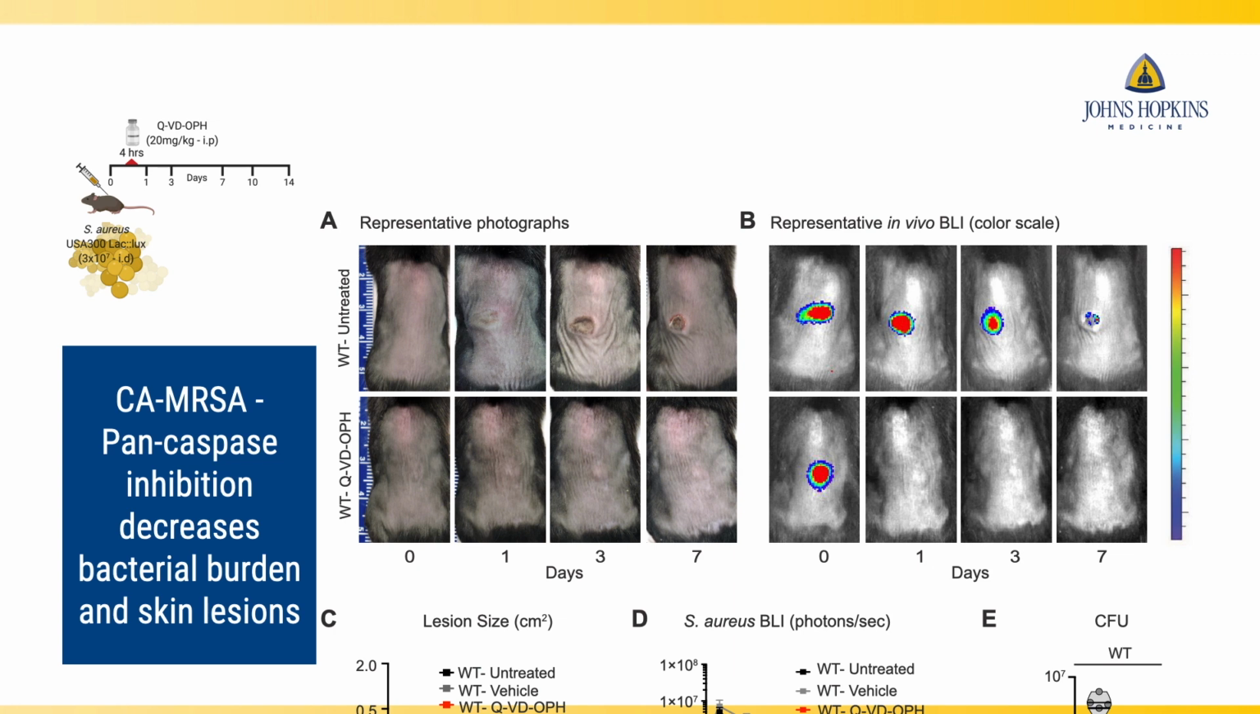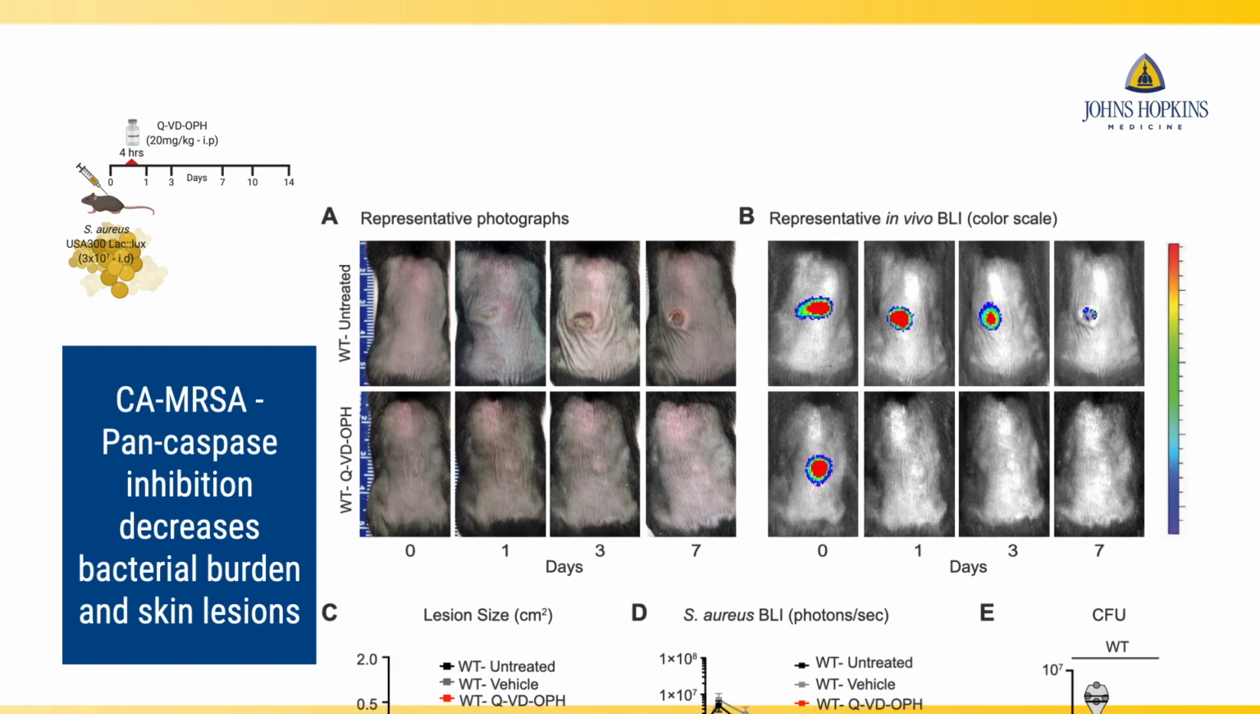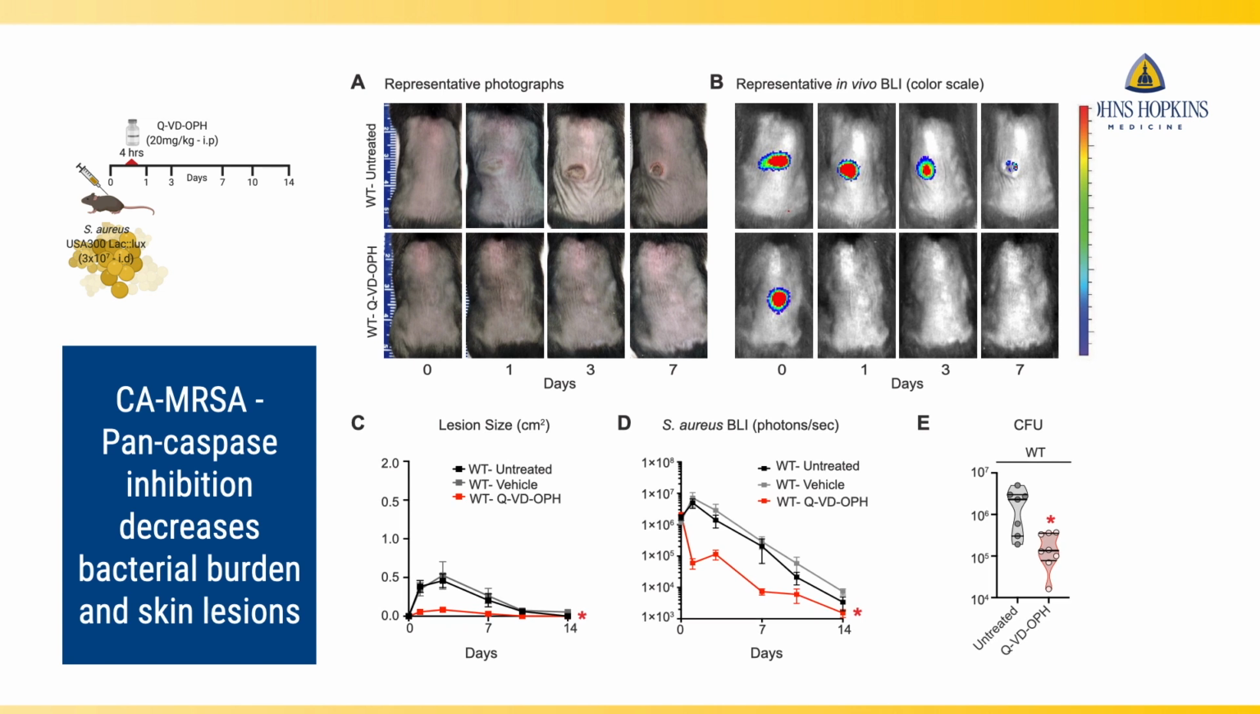Panel A shows representative photographs of wild-type untreated mice versus Q-VD-OPH treated mice, and panel B shows representative bioluminescent or BLI images of wild-type and Q-VD treated mice over the time course. Panel C and D show the mean lesion size and BLI over time of the untreated and treated mice respectively, and panel E represents the ex vivo colony-forming units of bacterial burden of the untreated and Q-VD treated mice on day 3 post-infection. Clearly and dramatically, Q-VD-OPH treated mice showed decreased bacterial burden and reduced skin lesions when compared to the untreated mice.